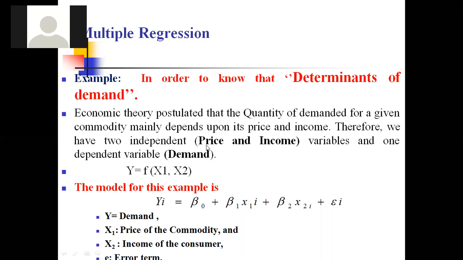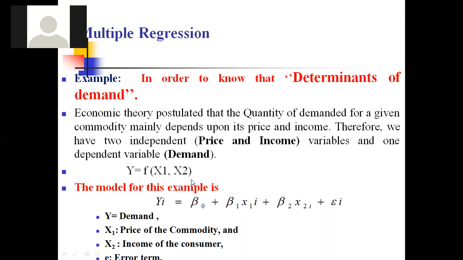Here we have taken only two variables. That's why I put x1 and x2. x1 is price, x2 is the income of the consumers, and y is demand. So this is a normal equation, a normal function that we can write in economics.